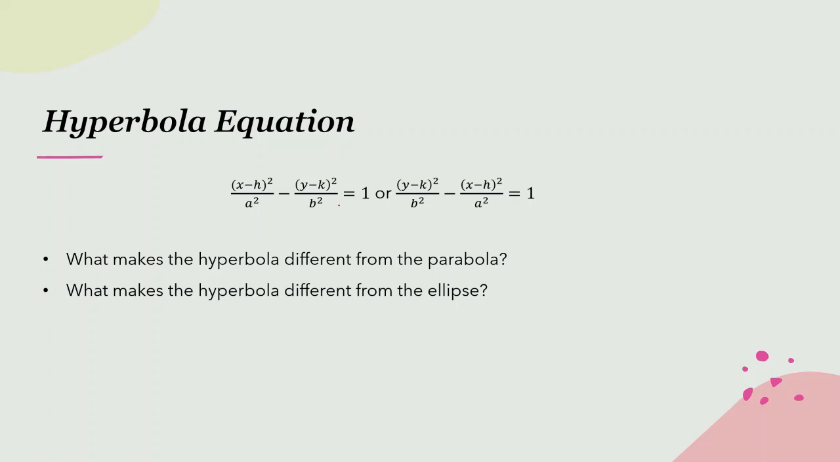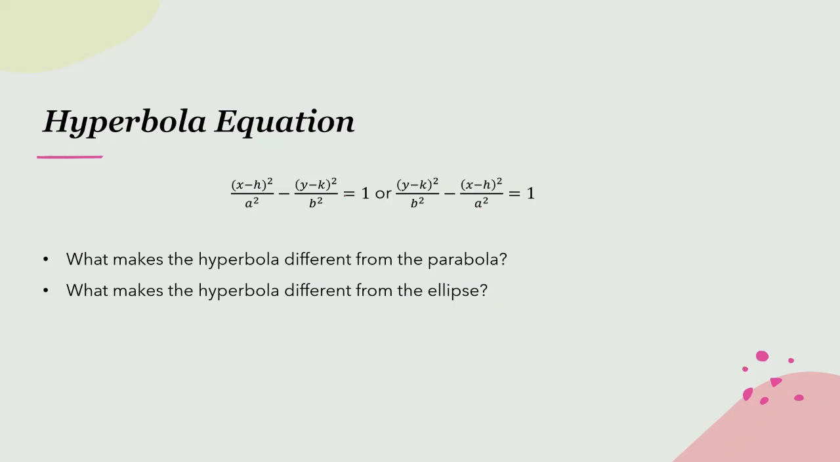So this is now the hyperbola equation. We have (x minus h) squared over a squared minus (y minus k) squared over b squared is equal to 1. Or we can also have (y minus k) squared over b squared minus (x minus h) squared over a squared is equivalent to 1.